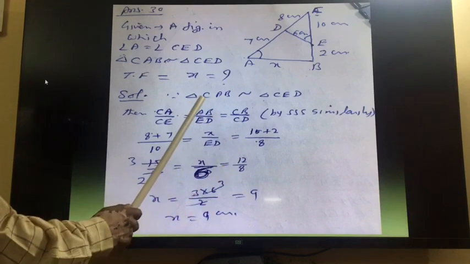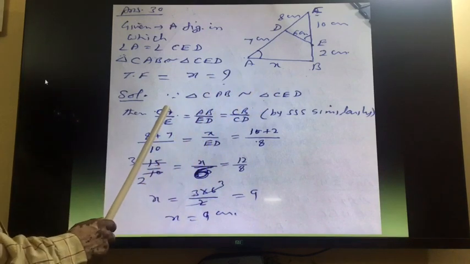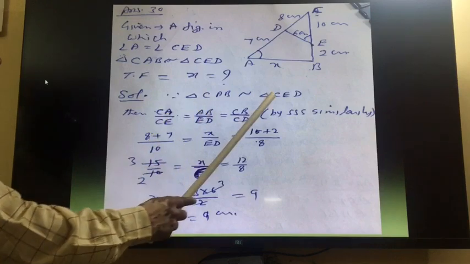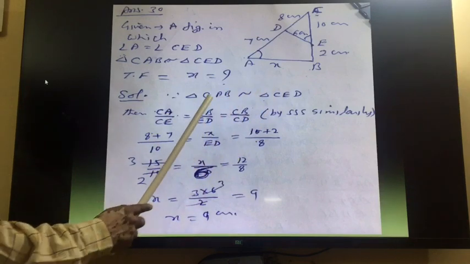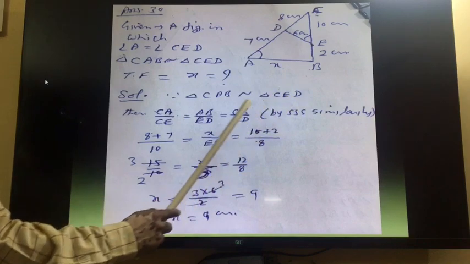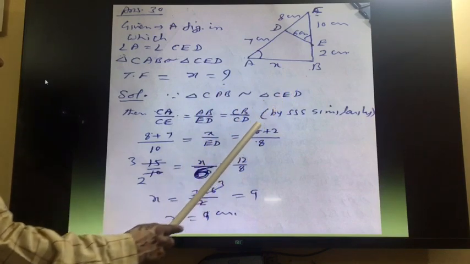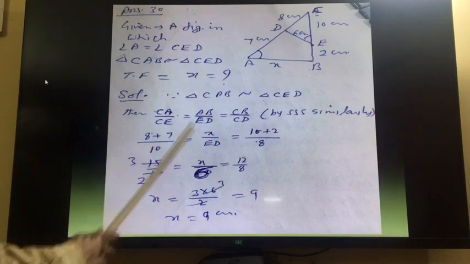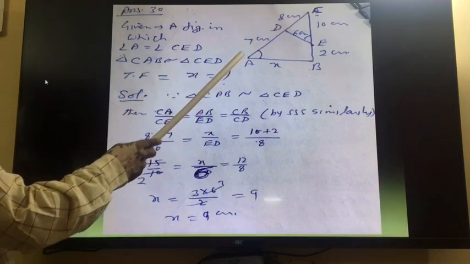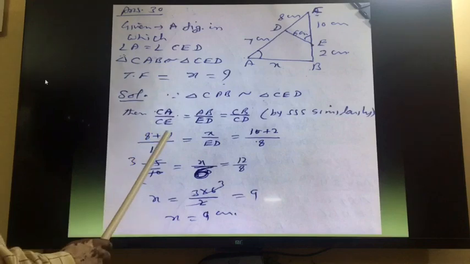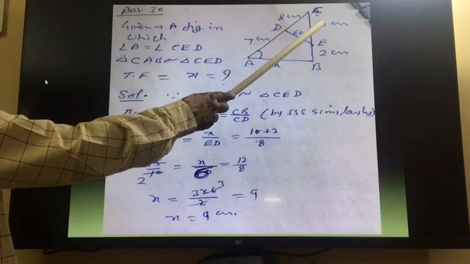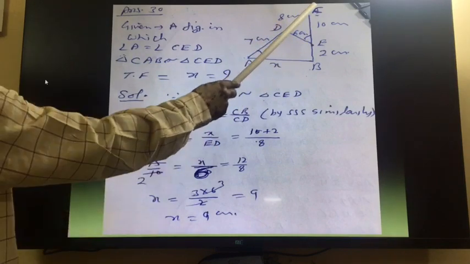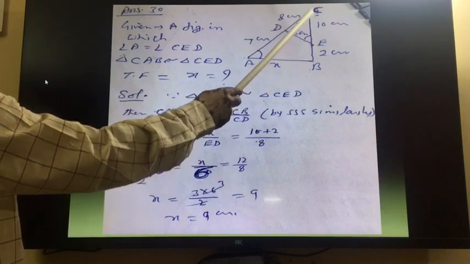So I am writing because the triangles are similar, sides are proportional. So CA upon CE is equal to AB upon ED is equal to CB upon CD, right? So sides are proportional. Now we can substitute the value. CA total length, so it is 8 plus 7 upon CE. So CE, C and E, this is given 10.